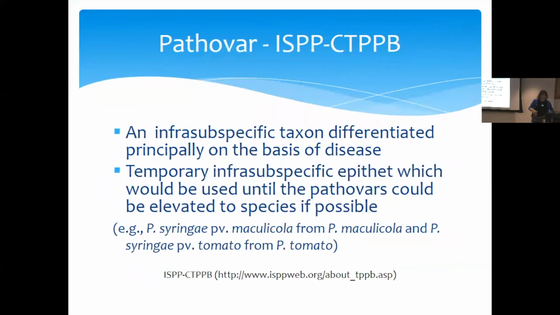Okay, so the pathovar concept was put together as part of the International Society of Plant Pathology's Committee on the Taxonomy of Plant Pathogenic Bacteria. Say that 10 times fast. And they developed this idea of a pathovar, which was supposed to be temporary. So the idea is, okay, we'll put them all in Pseudomonas syringae, for example, and as we have all of this money for bacterial taxonomy coming through our governments, we'll be able to tease them apart into real species again.